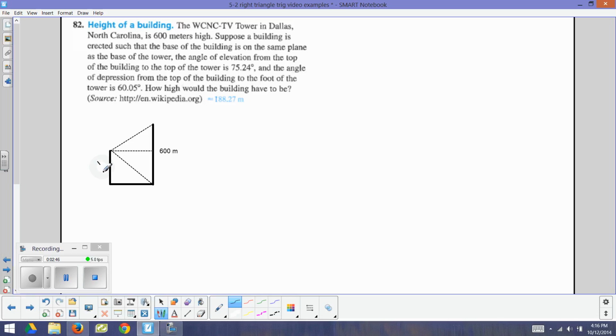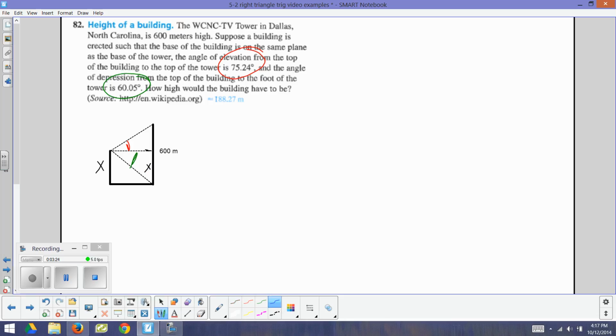Okay, so first of all, I draw out what I know. And I knew the tower was taller because when I read the whole thing, it said when I'm standing at the building, my angle of elevation, so that's looking up, is 75.24. And then it said the angle of depression was 60.05, so that's looking down. So that's how I knew how to draw the picture. So from here to the bottom is x.